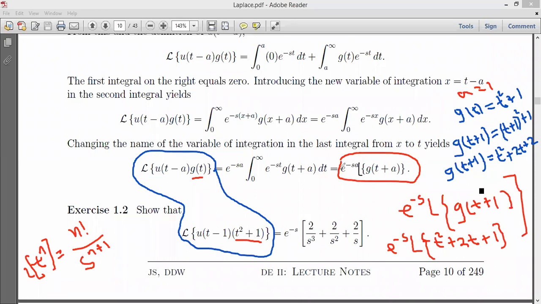This one was e to the minus sa, but remember our a is 1, that is the e to the minus s. Now we have t squared. So it means that n is 2. Simply throw a 2 here. 2 factorial is 2. So if it is 2, then that is s cubed. That one, this t squared gives you this first term here. I hope we are together. The t squared is the 2 over s cubed.